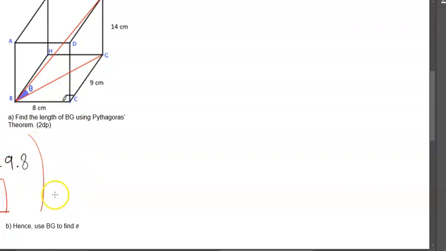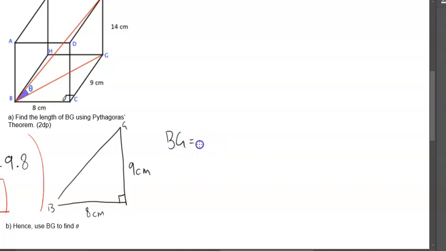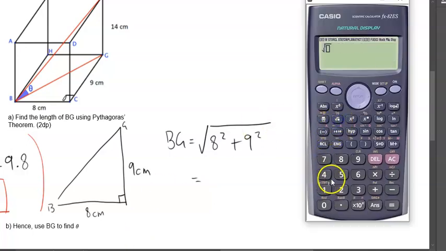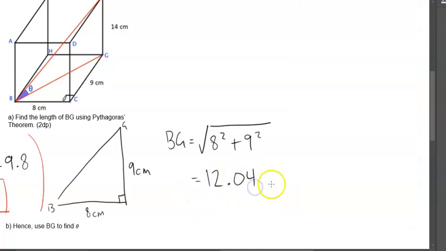If you were to look at this from a bird's eye view, and assuming it's made out of glass or some sort, the right angle triangle we can see here has an 8 centimeter length, the 9 centimeter length, and this is the length that we're looking for, B to G. So BG is equal to the square root of A squared plus B squared, or 8 squared plus 9 squared. Straight into the calculator, and this will give us 12.04 centimeters. So BG, this length here, is 12.04 centimeters.